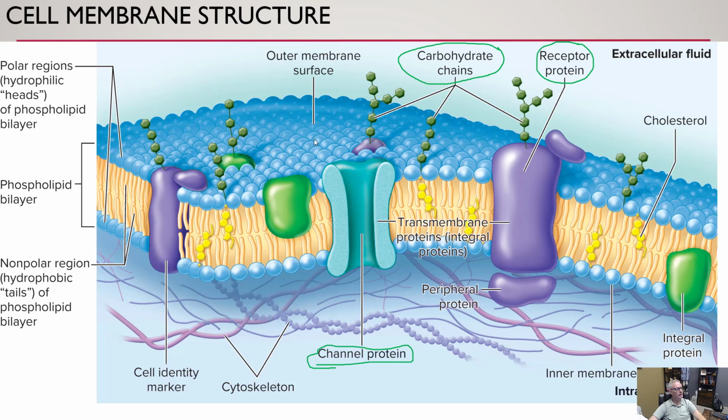We'll have some cholesterol embedded within the cell membrane, again, to help with lipid solubility or water insolubility. We'll have these integral proteins. We'll have peripheral proteins. And we'll talk about the cytoskeleton when we talk about organelles. Again, cellular identity markers are also a type of receptor protein. There's another integral protein.